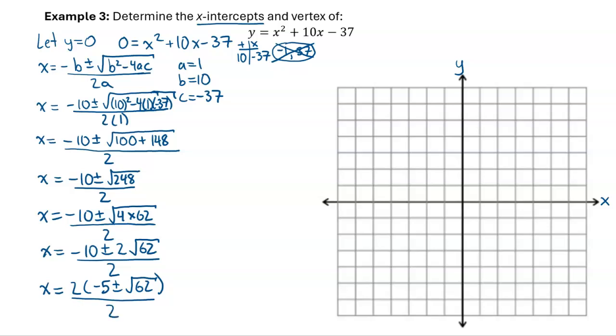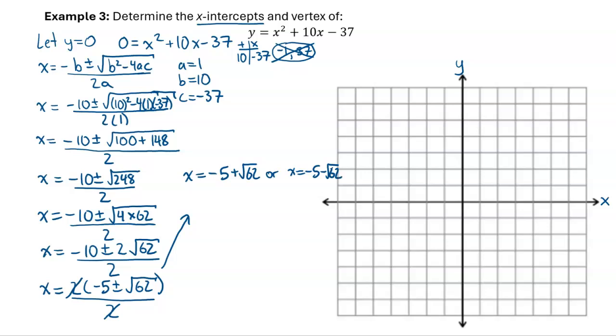Now the reason I did that is because now I have a 2 in the numerator and a 2 in the denominator, and I've common factored the 2 in the numerator, so it cancels out with the 2 in the denominator. And so what this becomes is exact answers of x equals negative 5 plus root 62, or x equals negative 5 minus root 62.